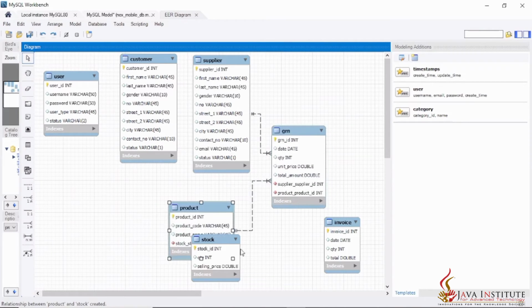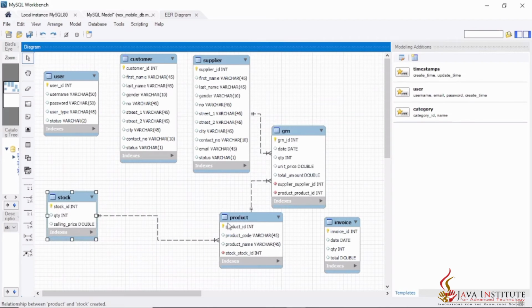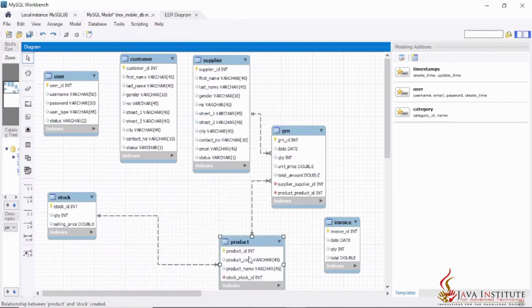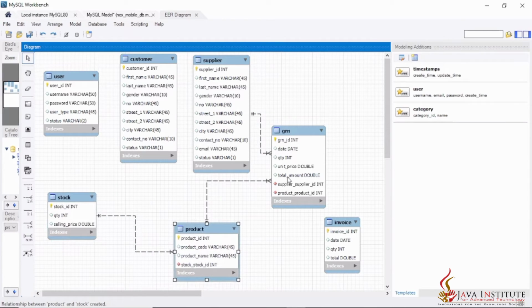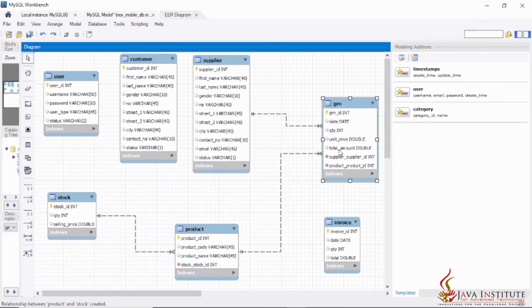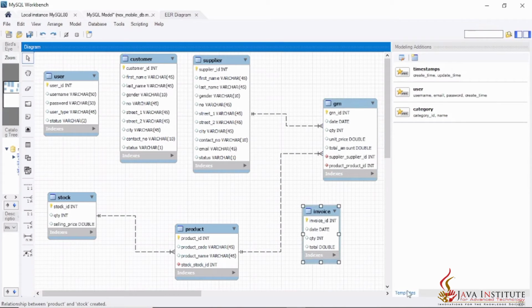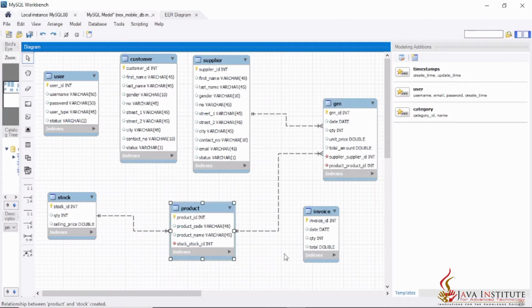Okay, then the product table, then here the stock table. Then here the invoice table. Okay, so we have to create the relationship between this product table and the invoice table. If you notice, when you buy a product from a shop, within that invoice there can be many products. But for a single product at a time, there can be only one invoice that the product can be added. So here we have to create the one-to-many relationship between the invoice table and the product table here also.